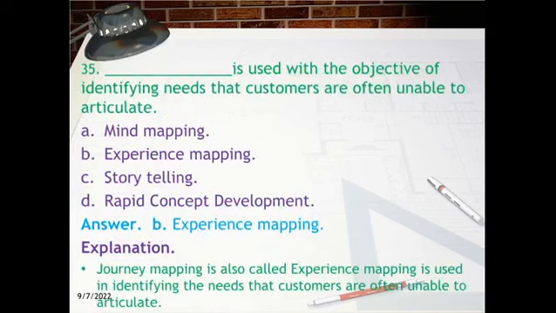35. Is used with the objective of identifying needs that customers are often unable to articulate. Mind mapping, experience mapping, storytelling, rapid concept development. Answer: B. Experience mapping. Explanation: journey mapping, also called experience mapping, is used in identifying the needs that customers are often unable to articulate.